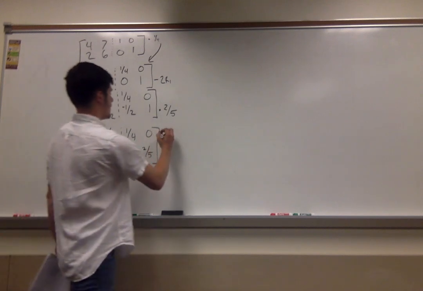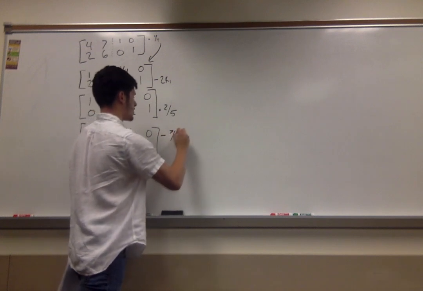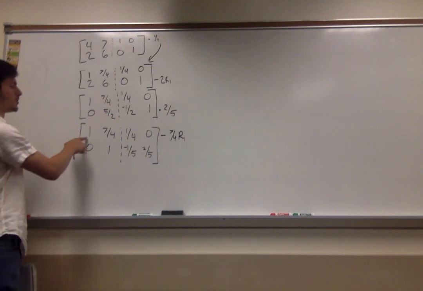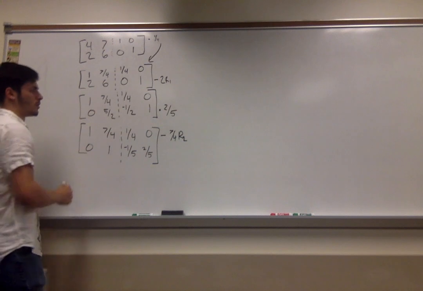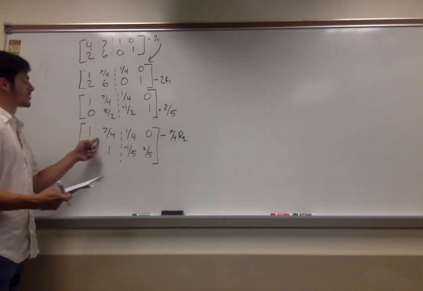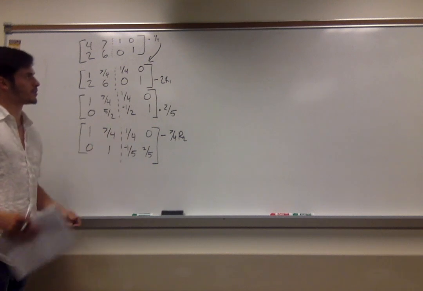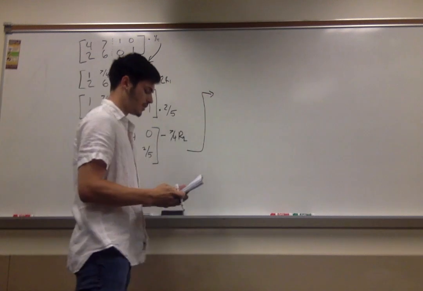So what we're going to do is subtract 7/4 R1, and that's going to be our new R2, and that's going to be our new R1. And once that's our new R1, we have 1, 0, 0, 1 in our inverse matrix, so I'm going to move that over here. A little grand finale.